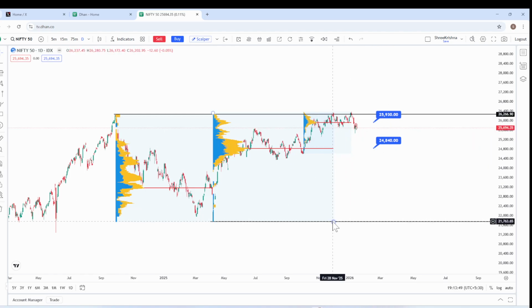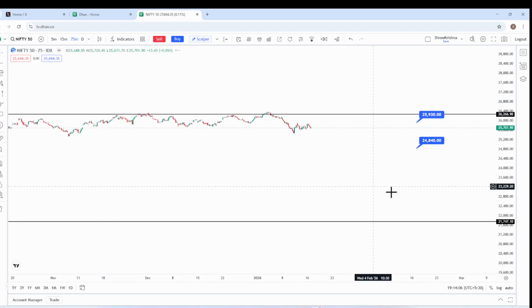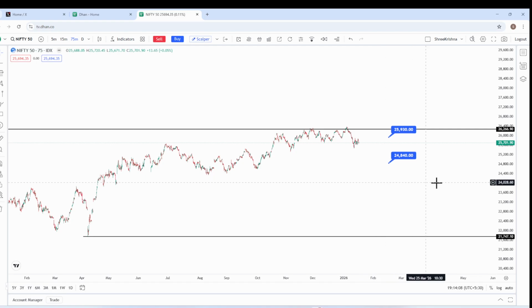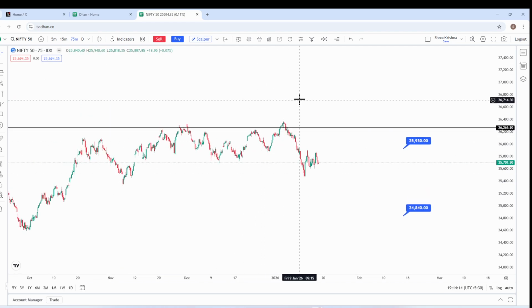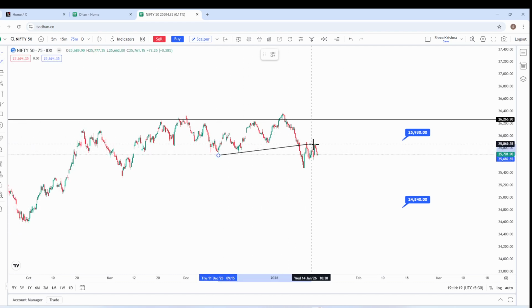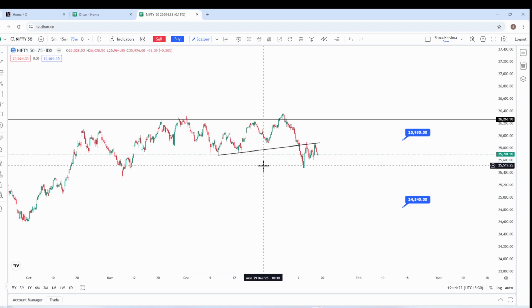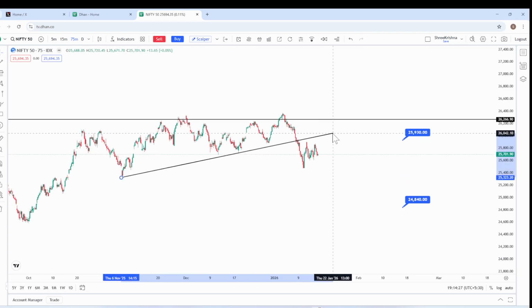Now what I will do is remove the POC. I will remove this POC. I will remove this. I will remove this POC. And I come back to the 75 minutes. And on the 75 minutes, I know the price has made this, an inclined line. Agree? Okay, fine.